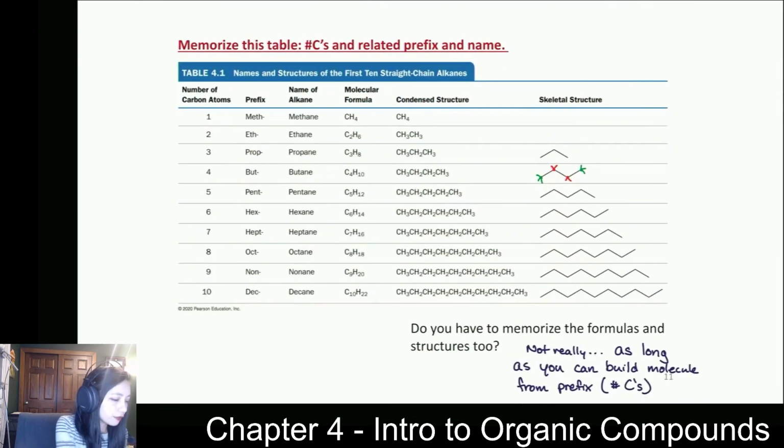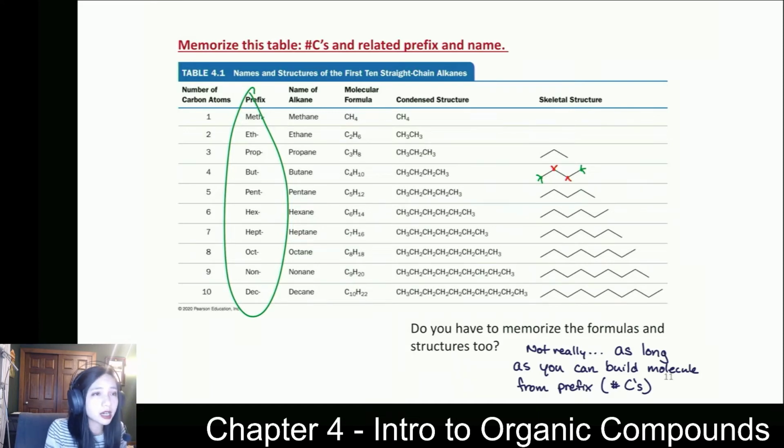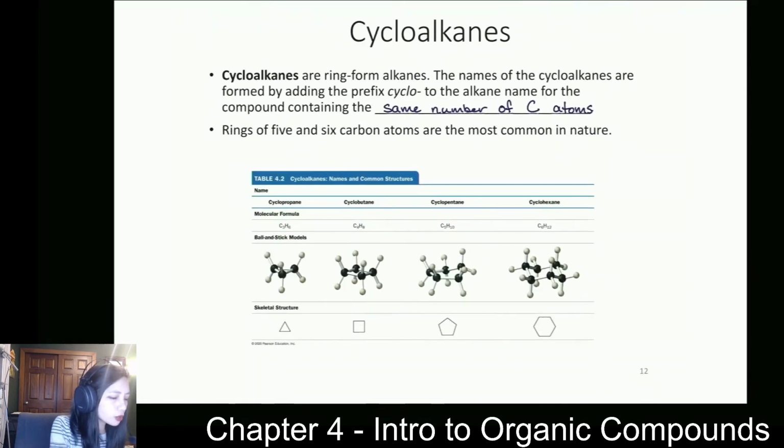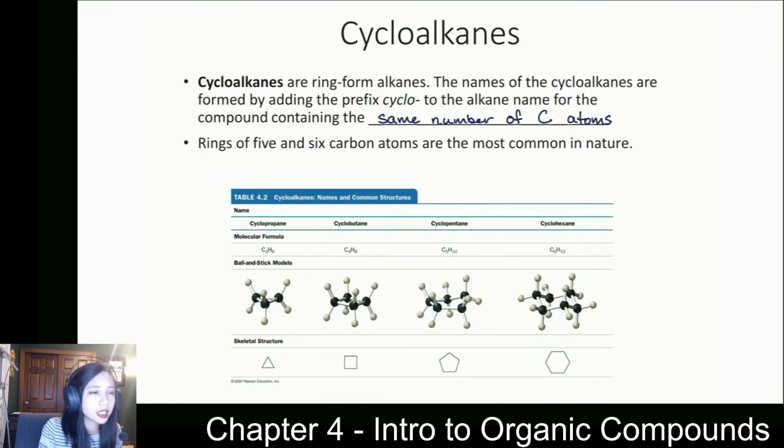All right, so yes, definitely memorize these prefixes and how we get the names. If it's an alkane, just all single bonds to hydrogen, it ends in the word ane with the prefix. And then from there, you can get the skeletal structure and condensed structure. So all of these examples are straight chain carbons. They're all just connected one after another. So there are other ways we can form carbon, hydrogen containing molecules.